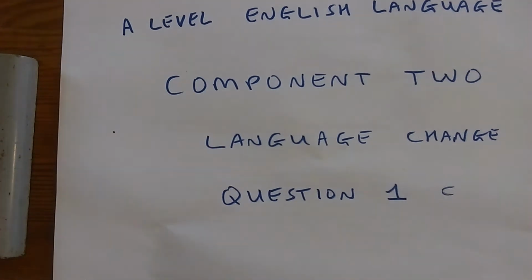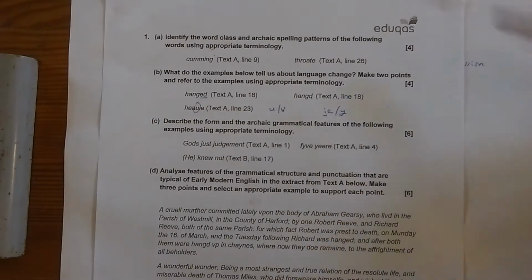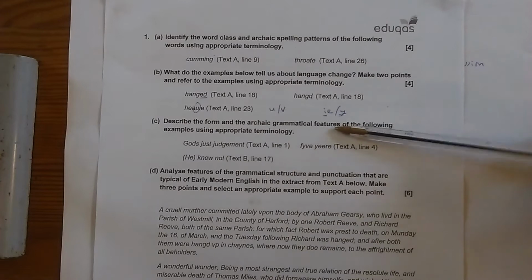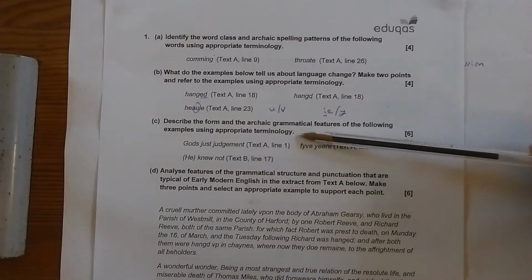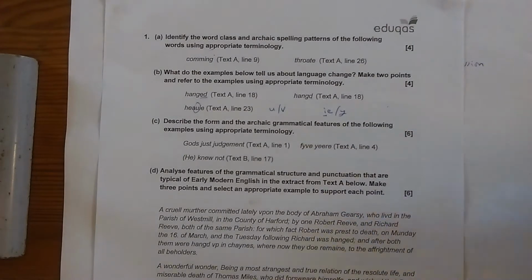So we're going to have a look at an example of a question and we'll look at the key fundamental features of the question. It tells you in the question to describe the form and the archaic grammatical features of the following examples using appropriate terminology. So you've got to know your terminology. In this case, you're talking about phrases, clauses, as well as word classes.